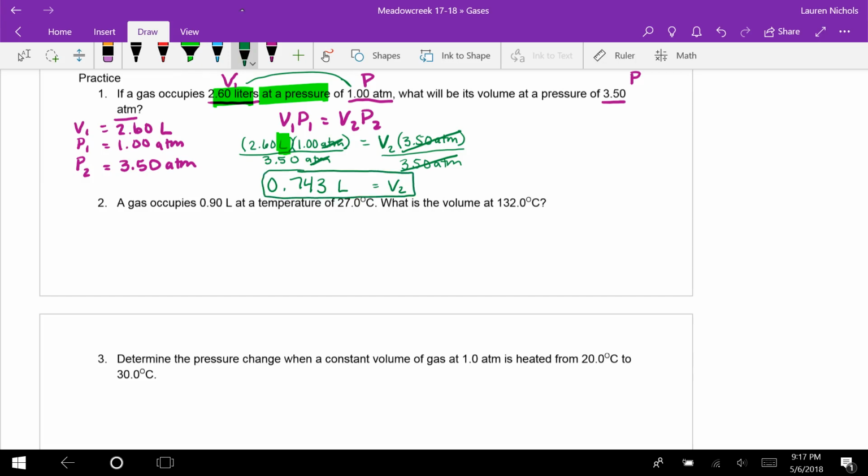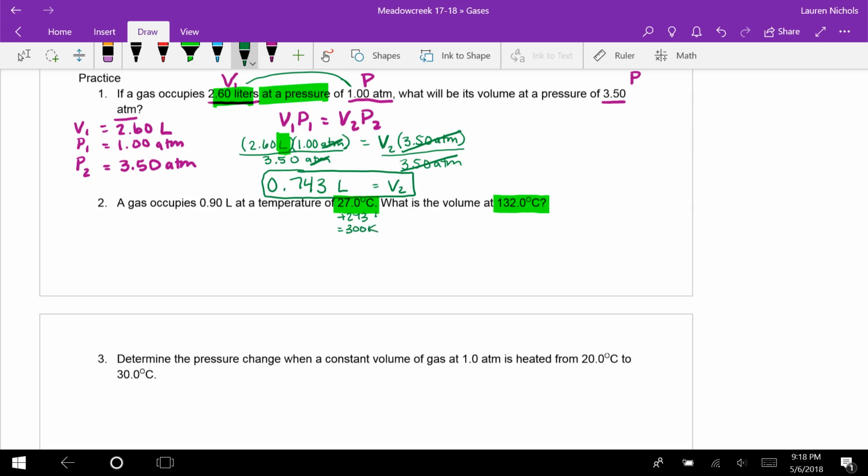So what I want you to do is go ahead and try the other ones, keeping in mind that with these next ones we see that we have 27 degrees Celsius, 132 degrees Celsius. So it's going to be important to remember that you add 273 in order to get the correct Kelvin temperature, which this would be 300 Kelvin.